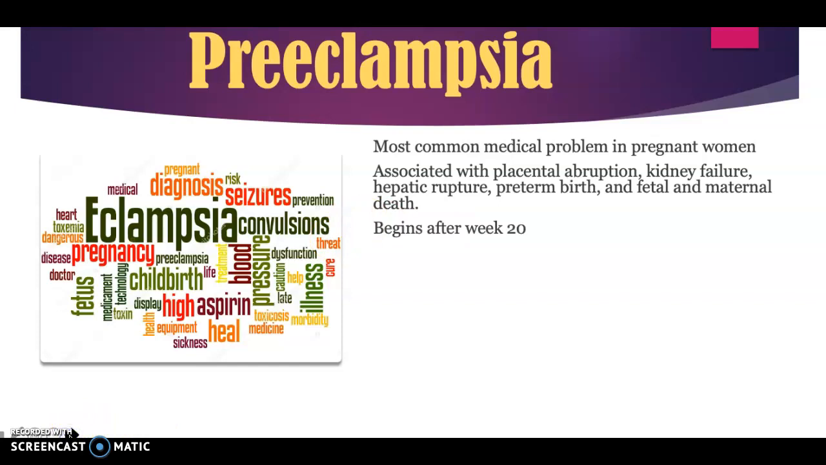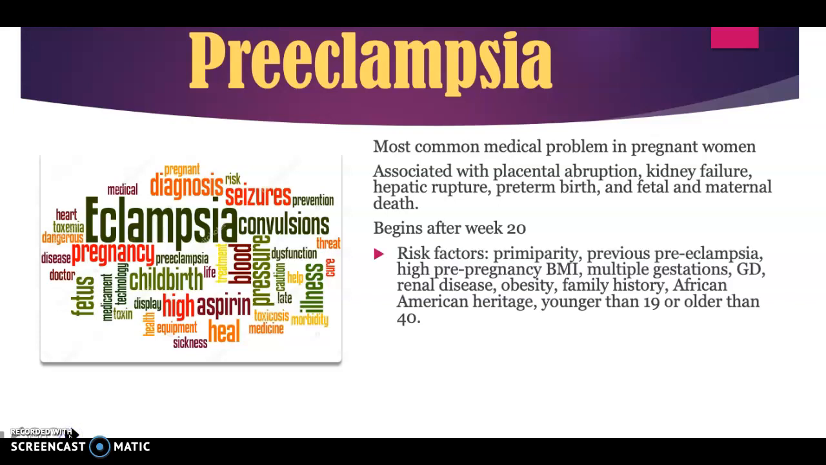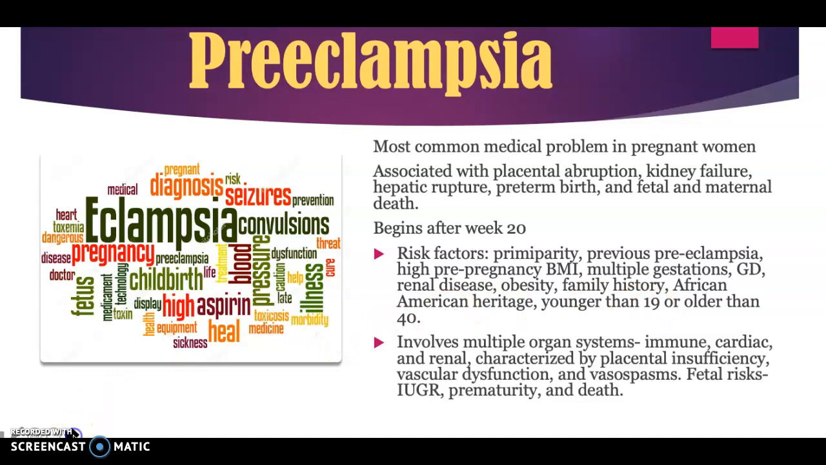It begins, and remember I said it was high blood pressure beginning after the 20th week. And the risk factors for this, see right here, African American, you see tons of babies in the South just due to preeclampsia. There are just tons and tons of NICUs filled with babies, and they are there because their mom had preeclampsia. But there are other risk factors for it: a high pre-pregnancy BMI, having more than one, so twins, renal disease, family history. Remember those risk categories: less than 19 or older than 40.